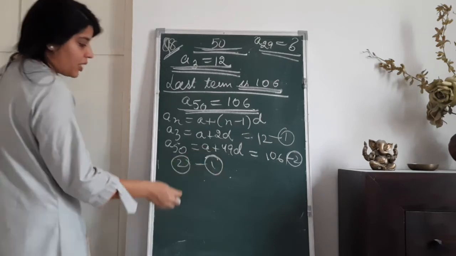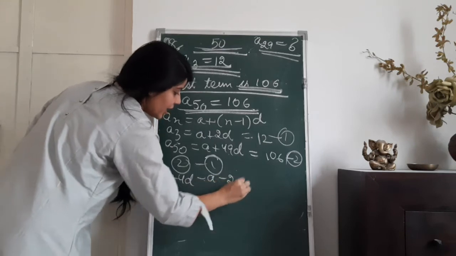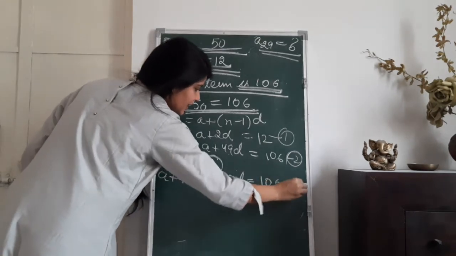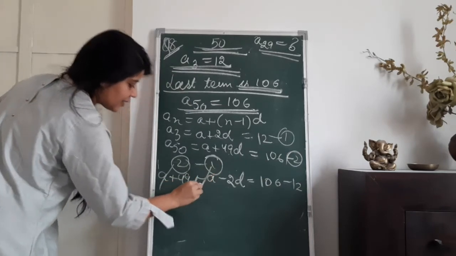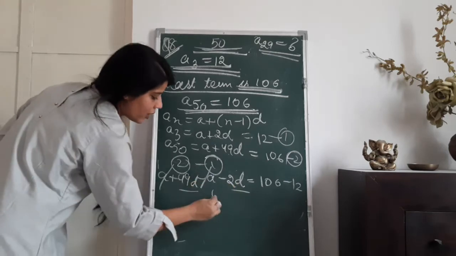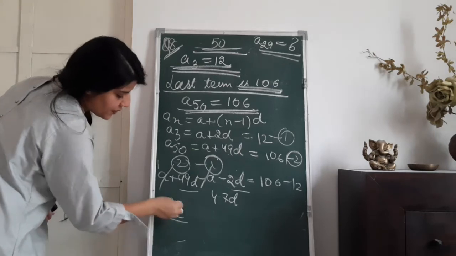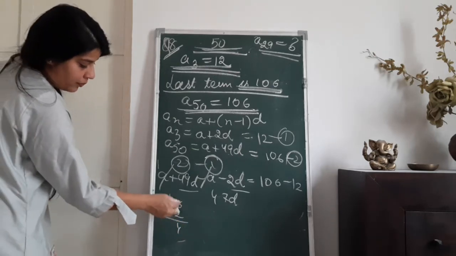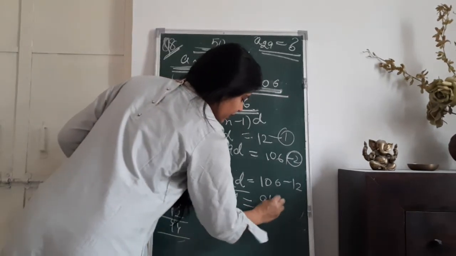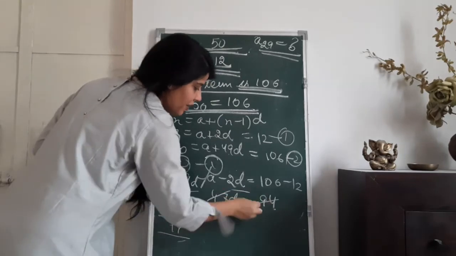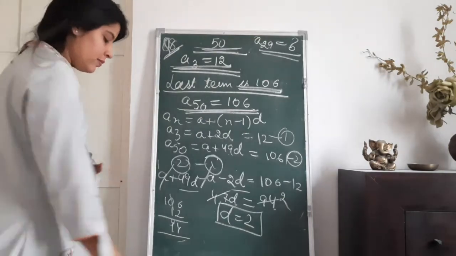So now, subtracting equation 1 from equation 2, I get A plus 49D minus A minus 2D is equal to 106 minus 12. A and A will get cancelled. This was 49D. 49 minus 2 is what? 47D, and 106 minus 12 is 94. So this will give me 94. Now 47 into 2 is 94. Therefore the common difference is going to be 2.